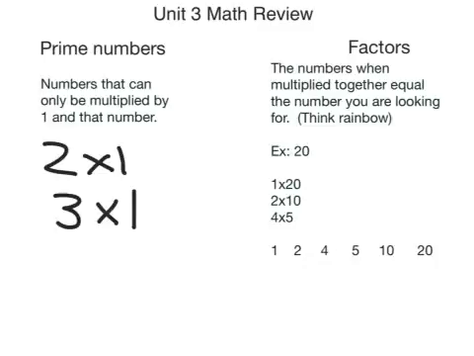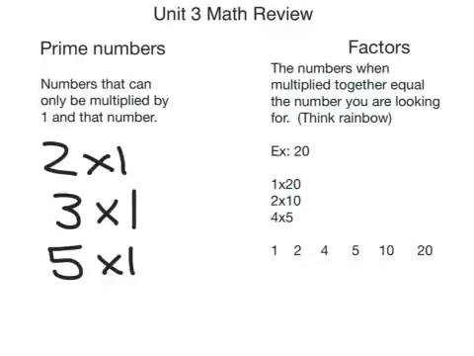Let's look at the next one, 5. Can you multiply anything by 5 other than 1? You can't. So 5 multiplied by 1 is the only one that you can do, so 5 is a prime number. So you have to remember that numbers that can only be multiplied by 1 and that number are considered prime numbers. Now let's look at factors.